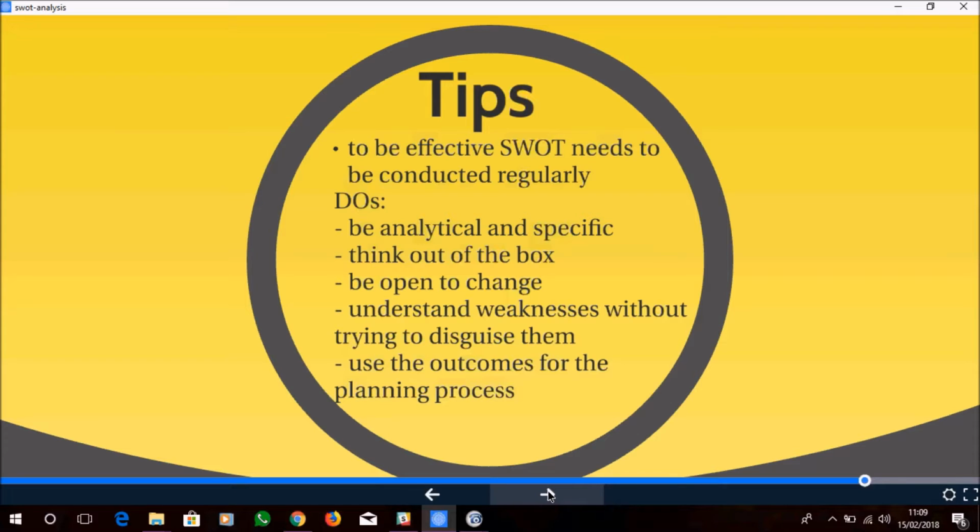Here, however, you have some tips. So, in order to be effective, SWOT needs to be conducted regularly. And you have to be analytical and specific, so write down all the information, trying to keep everything into the picture when you perform the SWOT analysis. You need to be open to change and think out of the box. Understand the weaknesses and do not try to disguise them. So take a weakness for what it is and try to find a way to overcome this problem. And of course, then use the outcomes for the planning process.